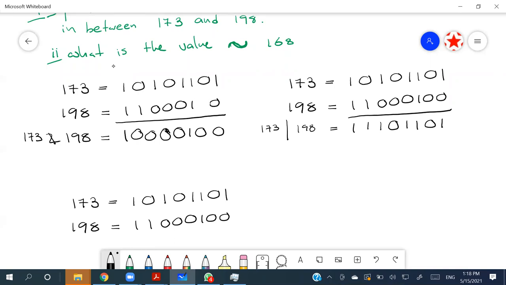Sorry, it's my mistake. This should be 1. Anyway, AND operation will not change, but definitely the OR operation will change. This is like 1 1, so this is going to change as 1 as well. This is 1.